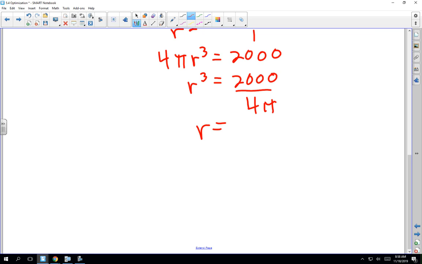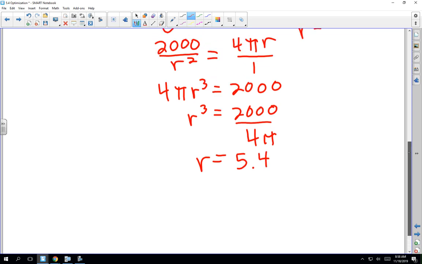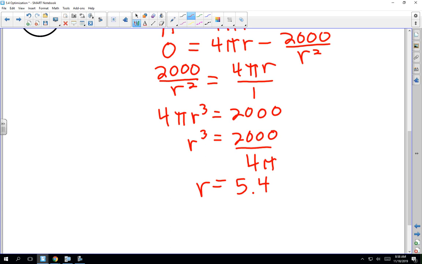So let's get a decimal value of that, and then we'll get a value of the neighborhood of R there. And then we'll go back and play with the window. So 2,000 over 4 pi, take the cube root of it, what do you get? 5.42. So 5.4 approximately. So we've got a radius of 5.4. It turns out that's going to be the value that will minimize it.